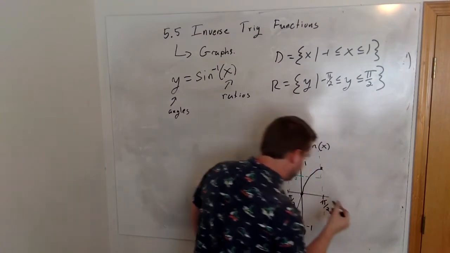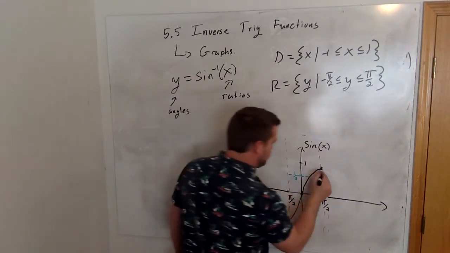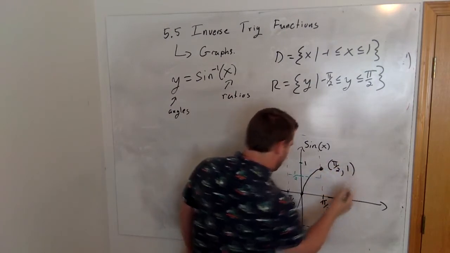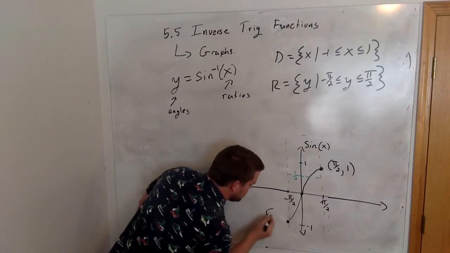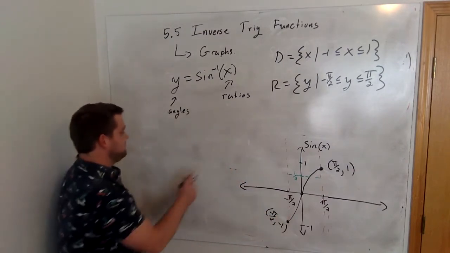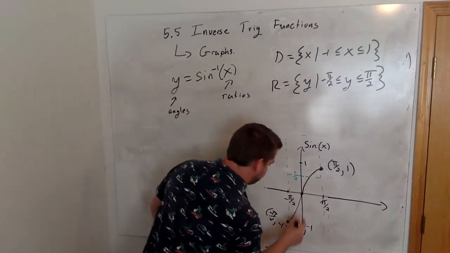Okay, so we made this restriction. Let's label these points right here. This is the point pi over 2 and 1. This is the point negative pi over 2 and negative 1. Now let's sketch its inverse. What would sine inverse look like?